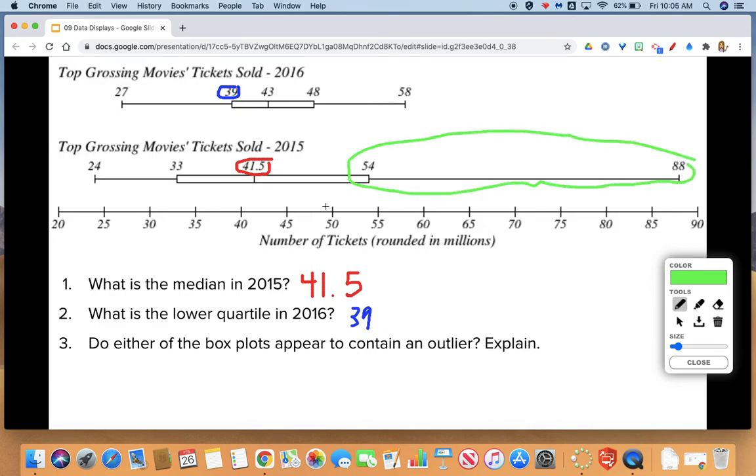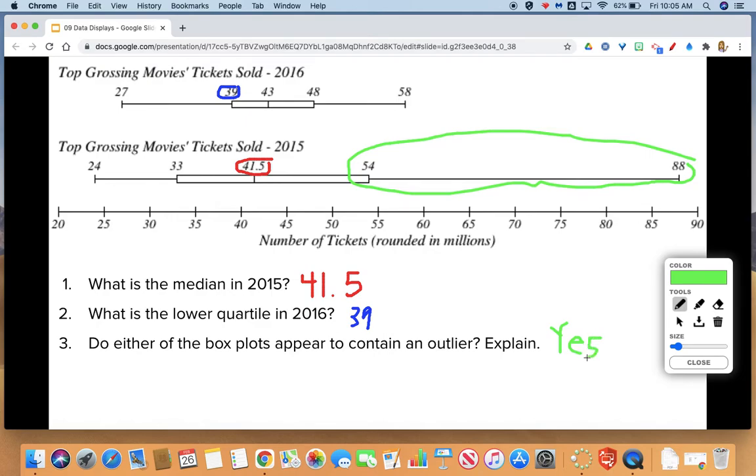That means 25% of your data is spaced really far apart. We don't know for sure that we have an outlier, but that's usually a good indicator that we might have one. Because every single one of these sections, remember, contains 25% of your data. And if you have a really long or larger section, that means that data is much more spaced out than the other sections. So do either of the box plots appear to contain an outlier? Yes. 2015, because of the long whisker at the end.